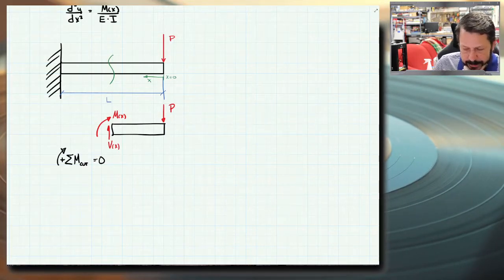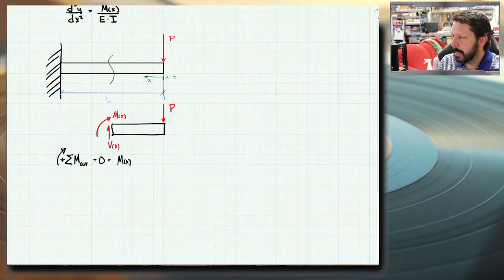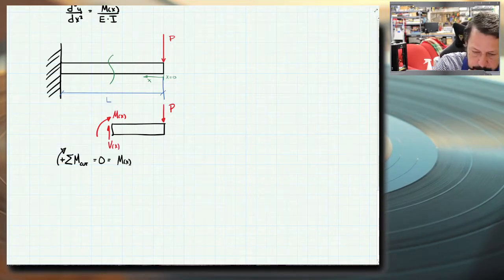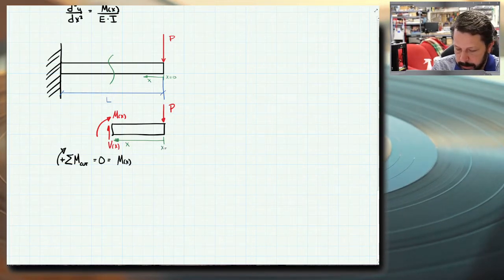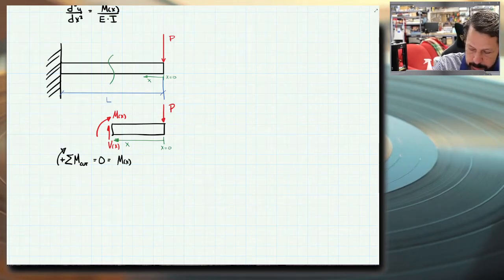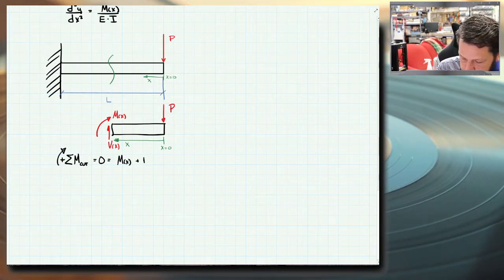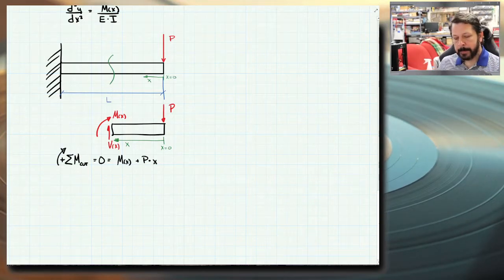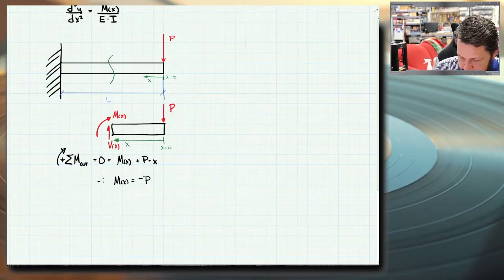So I've got V of x does not create a moment about the cut surface. I've got M of x drawn clockwise, so that's just M of x. And I've got P times, and now remember I set up where this direction is x. So x equals 0 back here. So when I write my moment for P, it would be clockwise, so plus P times x. And to get an equation for M of x, M of x equals negative P times x.